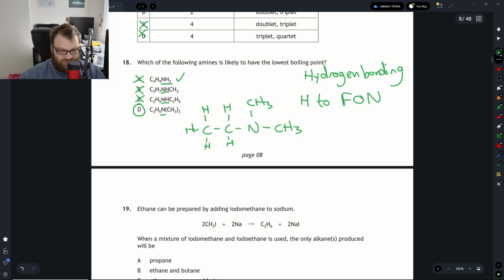Your other option for how to tell which one would have the lowest boiling point is that tertiary amines would have lower boiling points than primary or secondary. C is tertiary, and that's our one with the lowest boiling point.